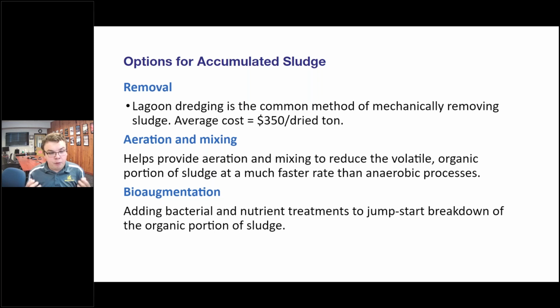where you are providing more oxygen, providing longer contact times for each of the individual particles to allow that volatile organic sludge to break down at a much faster rate. Then finally, there's bioaugmentation, where you're adding more bacteria, more nutrients, and just treating the sludge in the lagoon to help break down those organic portions faster without necessarily doing mixing and aeration.